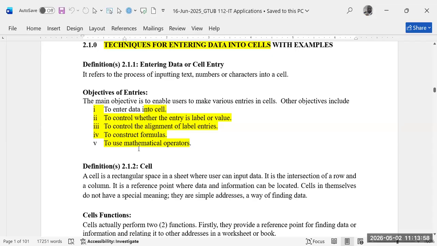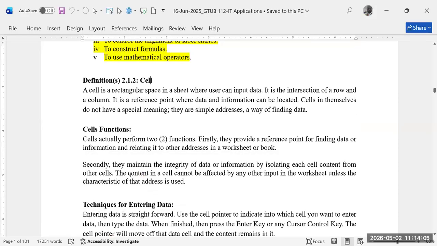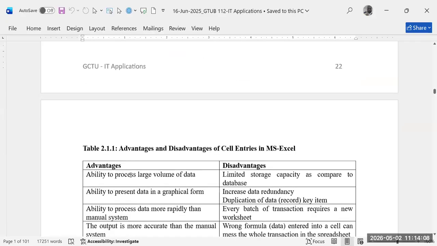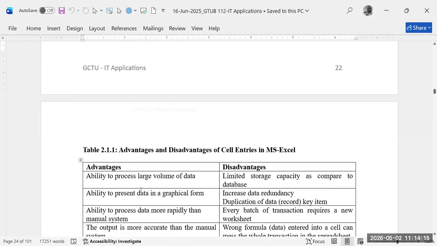Objective of entering data into a cell in a spreadsheet. Then you are aware of the definition of a cell. What is cell function? Techniques for entering data. That's what I was saying. These are advantages and disadvantages of entering data in a cell. Excel supports you to enter or process a large volume of data. So, for example, if I have 2,000 students, I can process all their data records in one sheet.